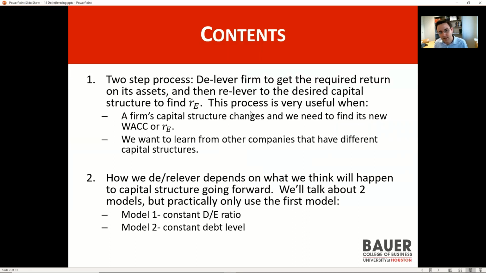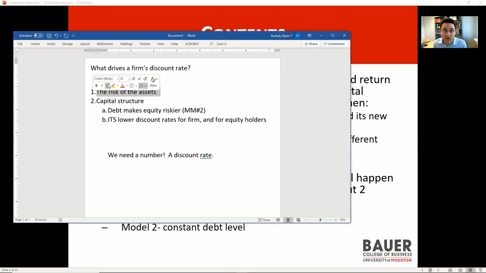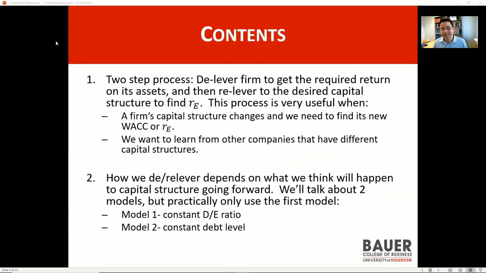Every problem we see is going to have 2 steps. The first step is we're going to focus on the assets of the company. So again, if you pull up the whiteboard, right, we know that the assets are important. Those drive the discount rates. So we're going to delever the company. We're going to get rid of any capital structure effect and just focus on the assets. That's called delevering.